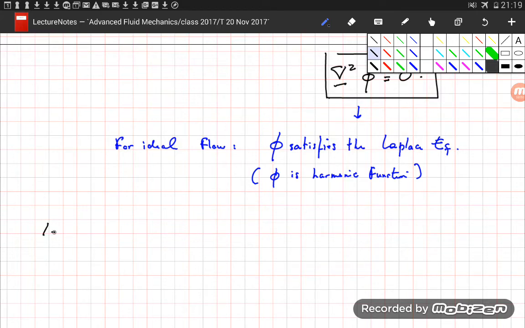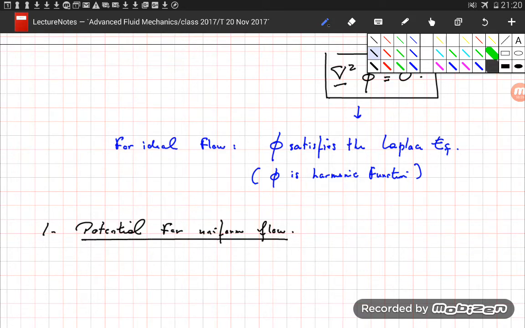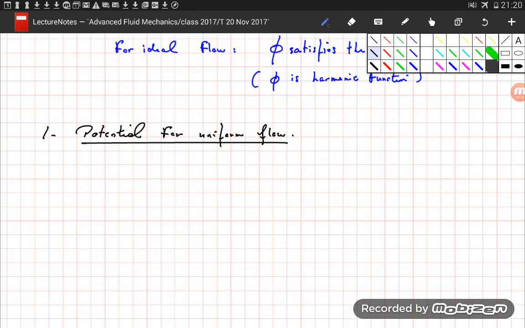And the first one we'll discuss is perhaps the simplest one, and that is a uniform flow. So what is the potential of a uniform flow? Now note that a uniform flow is an irrotational flow. The velocity vector is the same everywhere, so the curl is equal to 0. So what is a uniform flow? A uniform flow is just the velocity field at any location in the x direction is equal to a constant, and in the y direction is equal to another constant.